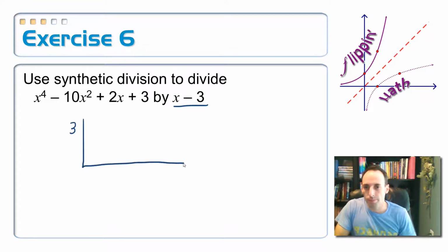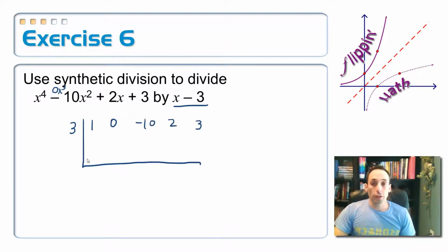Draw my little box. Okay, now I'm going to put the coefficients of my dividend in here, but I'm missing a 0x cubed term, so I got to make sure I put a 0 there. So I got a 1, a 0, negative 10, a 2, and a 3. Okay. First thing I do is I bring down my 1. I take that 1 and I multiply it times the 3 and I put it underneath the 0. So that's 3.